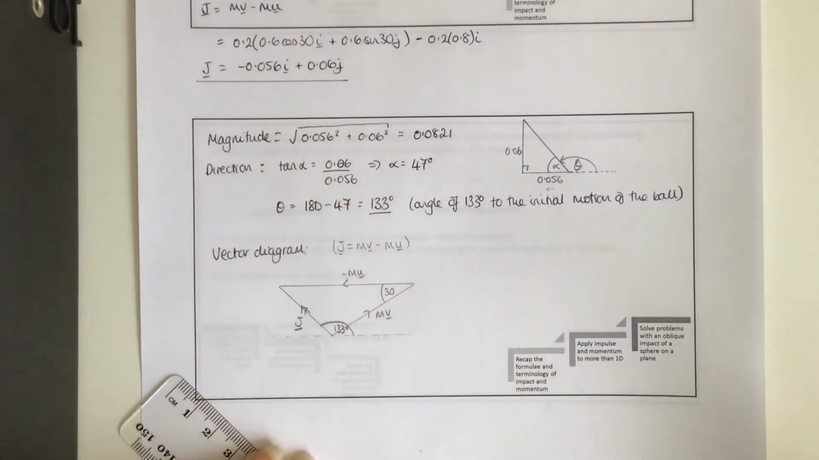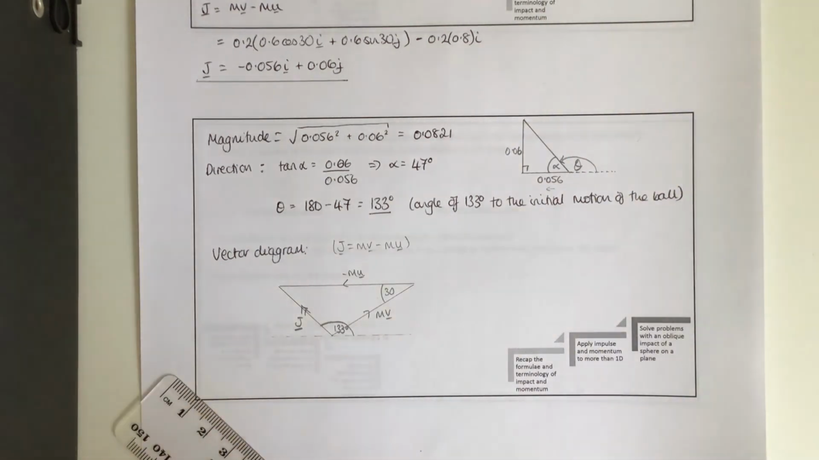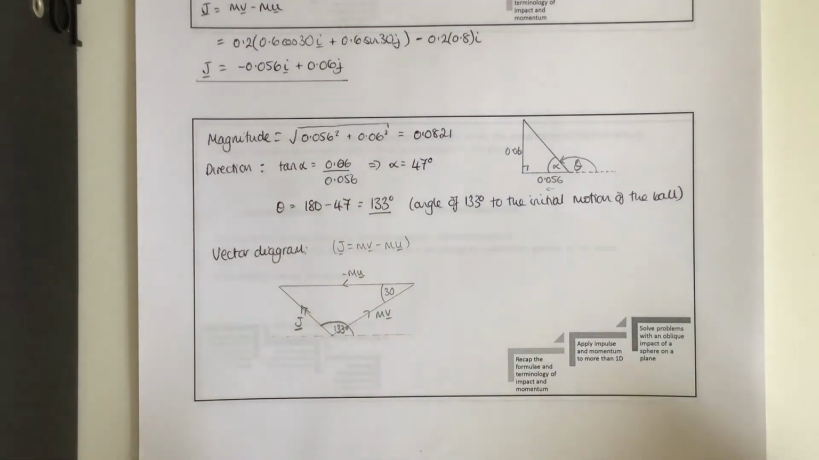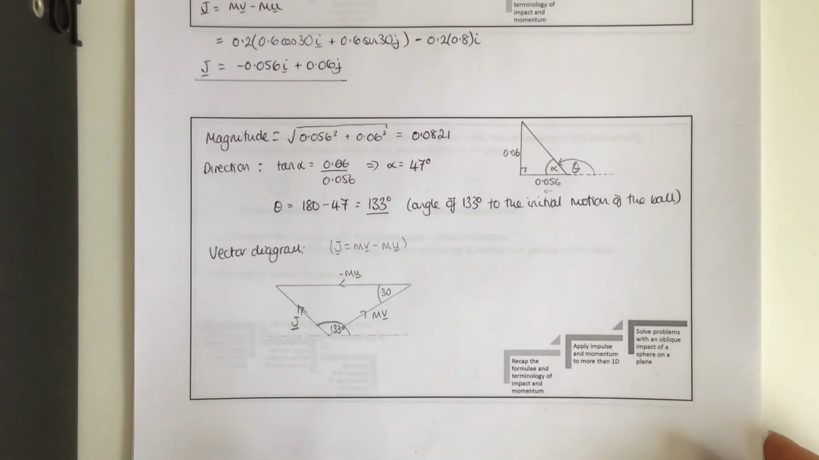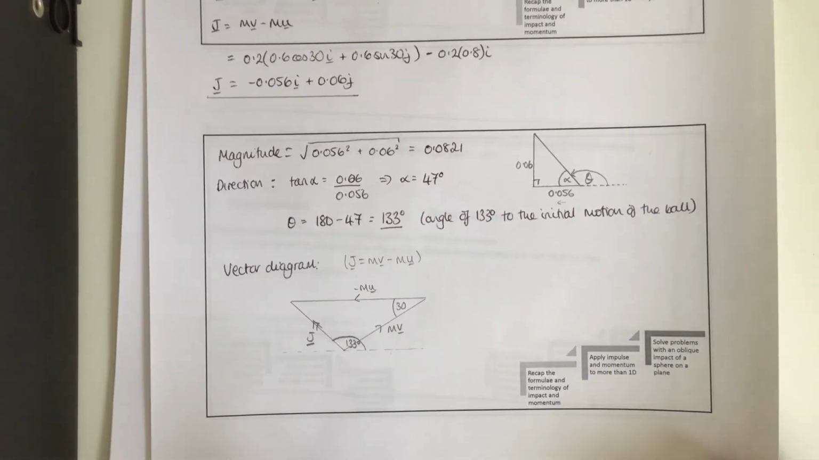and that is my impulse. Now, one of the further questions that you can see in the book says what happens to the red ball. Now the red ball was stationary at the start, so we can then say that the impulse will be equal and opposite to this, so it would then be 47 degrees in the opposite direction. So if you wanted to add that into your notes, you can do.